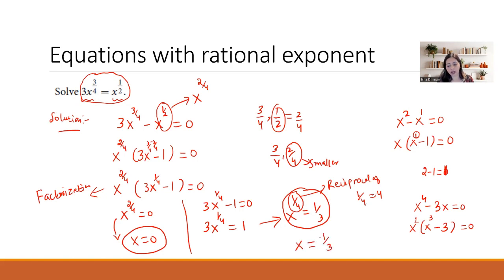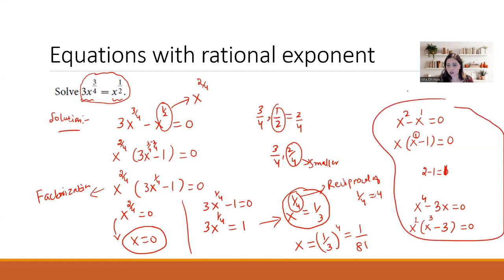Once you do that, on the left hand side, you'll just get x. On the right hand side, you'll get a power of 4. So 1 over 3 raised to power 4 is 1 over 81. So finally, this was just rough work, nothing to do with this problem. So the final answer is x equals 0 and x equals 1 over 81. These are the two solutions of the given equation.